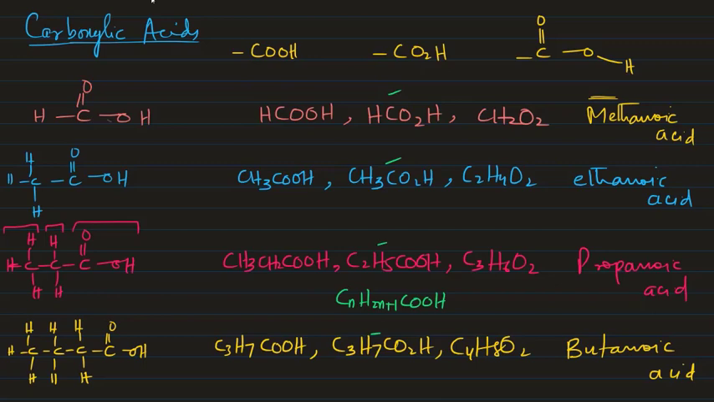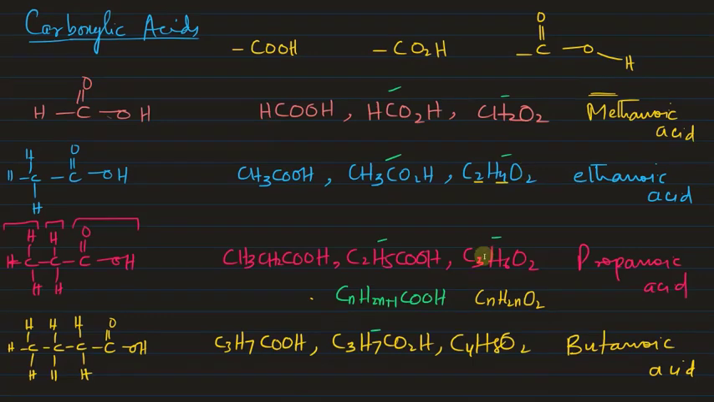Then using these structures, we can make another general formula for carboxylic acid. Whatever number of carbons we have, we get twice the number of hydrogens. So it would be CnH2nO2. So we can have these two formulas. Using these two formulas, you can construct the formula of any carboxylic acid.